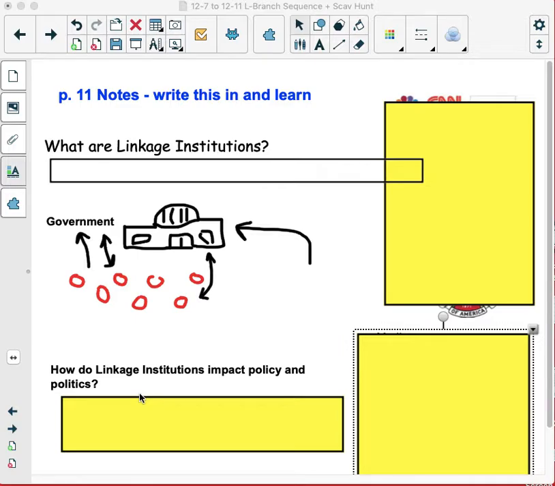Let's begin. First, turn to page 11 of your notes and write this in. Okay? I'm talking about this section right here. What are linkage institutions? This little box will be for our definition. Then do this drawing. Take up about 5, 6, 7, 8 lines for that on your page 11. Make sure you draw all these little red circles as the people and these arrows. This is our government building. Sorry for the poor drawing.